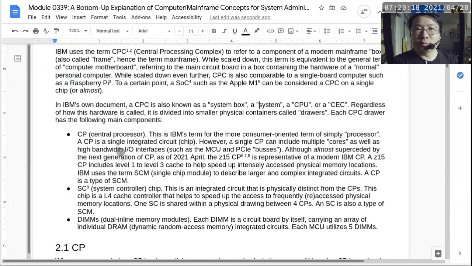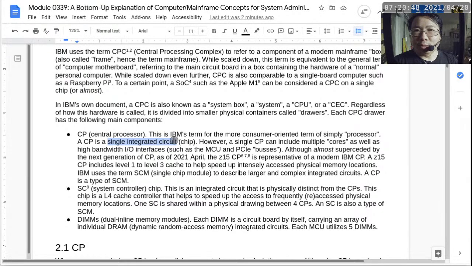So a CP, which stands for Central Processor, is basically IBM's version of the consumer term of simply processor. So when people say, "Oh, I'm gonna get an Intel i7 processor in my personal computer," that is basically equivalent to what IBM refers to as a CP. So a CP is a single integrated circuit, otherwise called a chip.